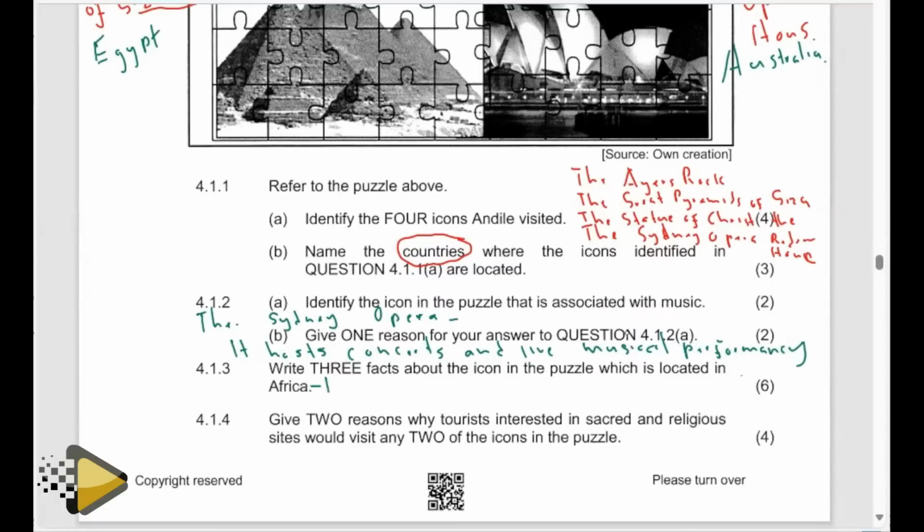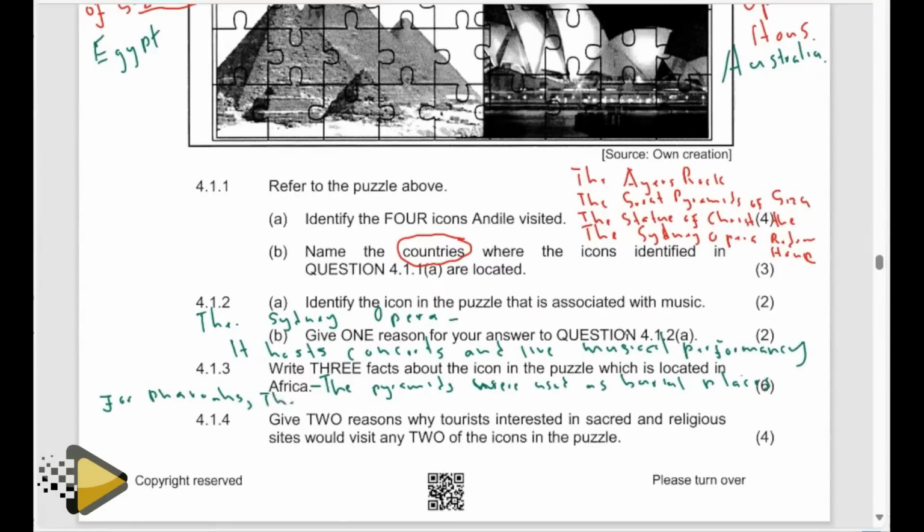They were used as burial places for pharaohs, which were Egyptian kings.